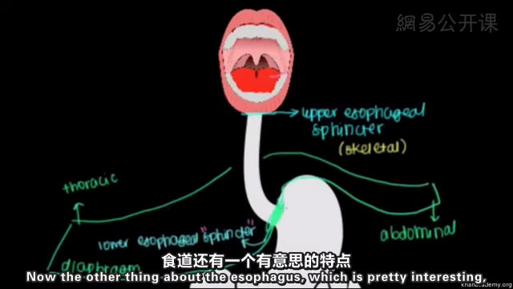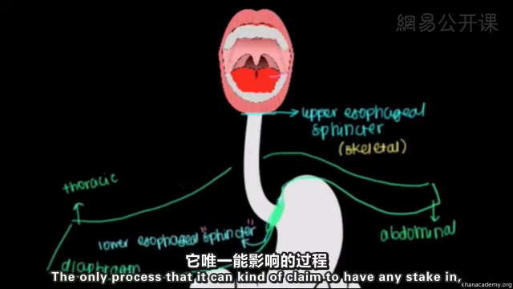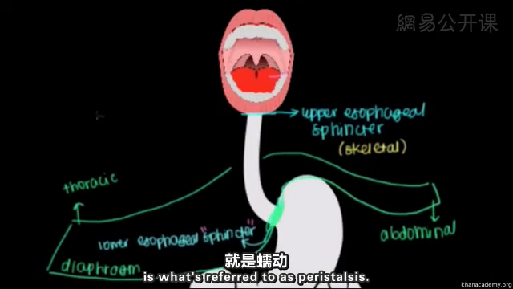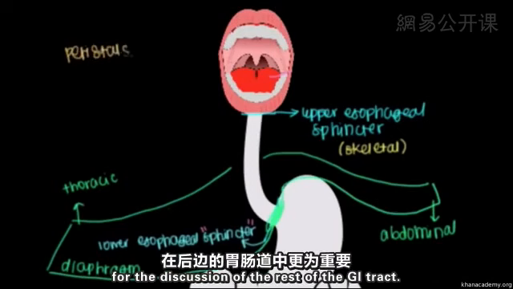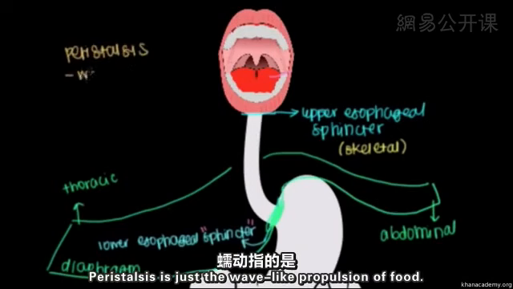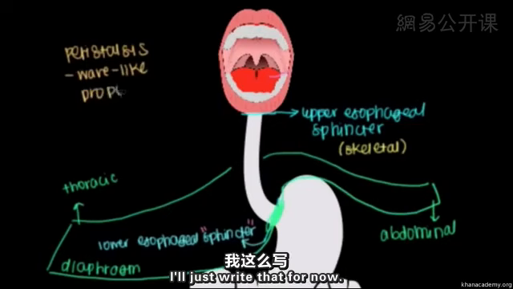Now, the other thing about the esophagus, which is pretty interesting, is that it works as a passageway for food. It doesn't do much. The only process that it can claim to have any stake in is what's referred to as peristalsis. Peristalsis, and this is going to be an important term for the discussion of the rest of the GI tract. Peristalsis is just the wave-like propulsion of food. Wave-like propulsion. I'll just write that for now.